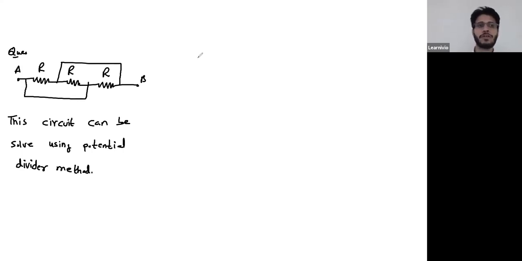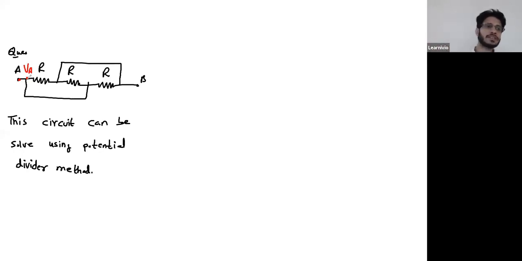Using just the potential divider method. So this is point A. If this is point A, that means the potential at this point is VA. Each and every point which is connected by a straight conducting wire is at the same potential.